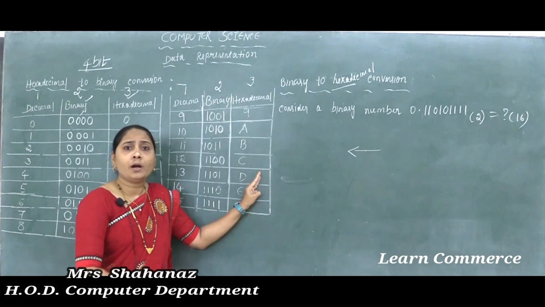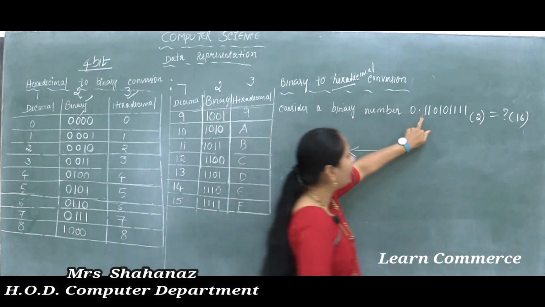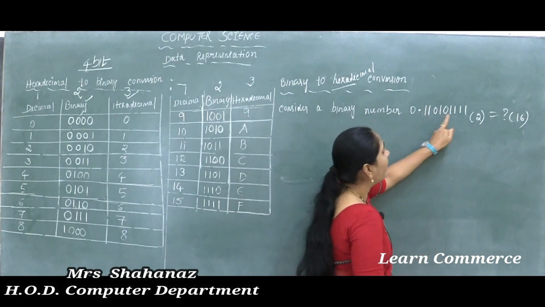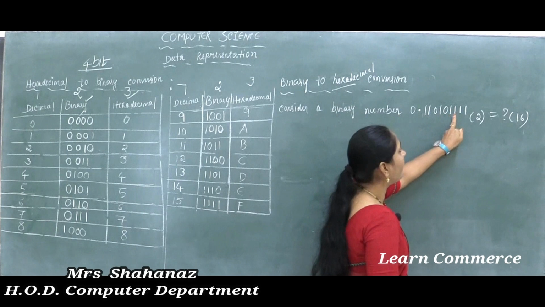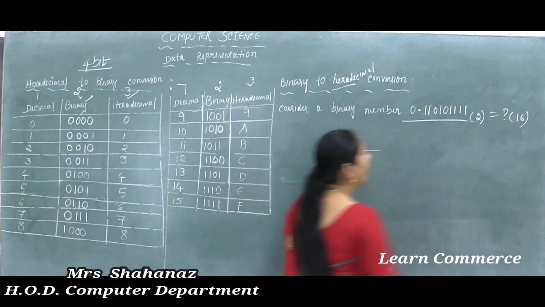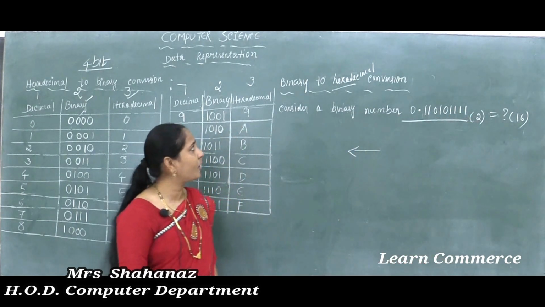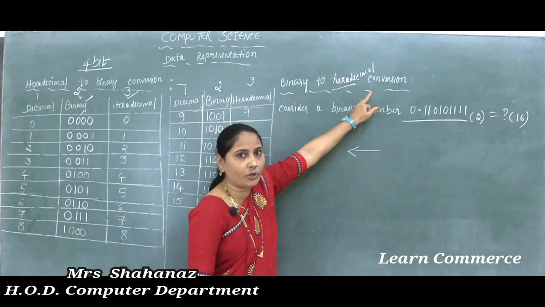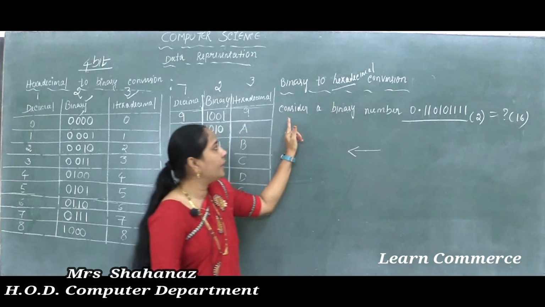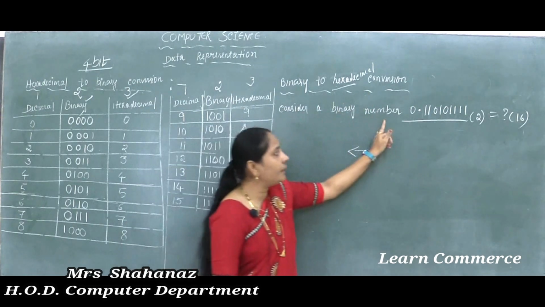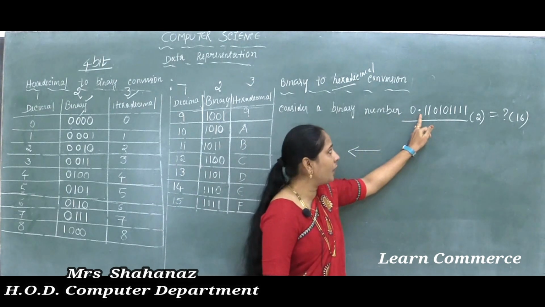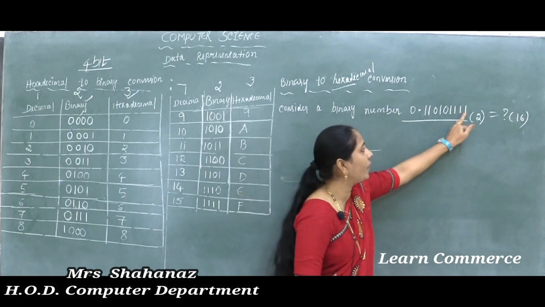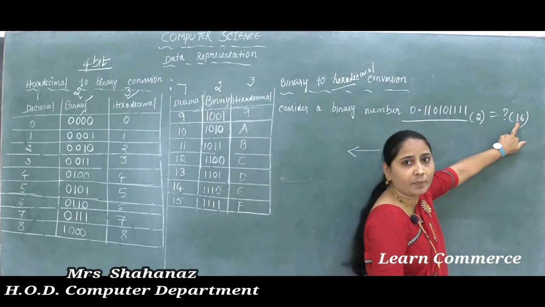But maybe while representing a fraction, the question is 0.11010110111. So this is the question, okay? So how to make the conversion, that is from binary to hexadecimal conversion? Again I am going to repeat the question. The question is: consider the binary number 0 fractional point 1101 binary to hexadecimal conversion.